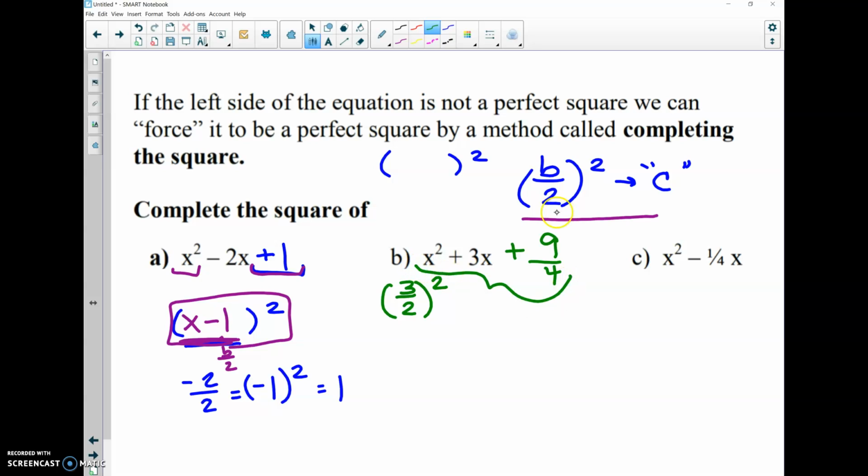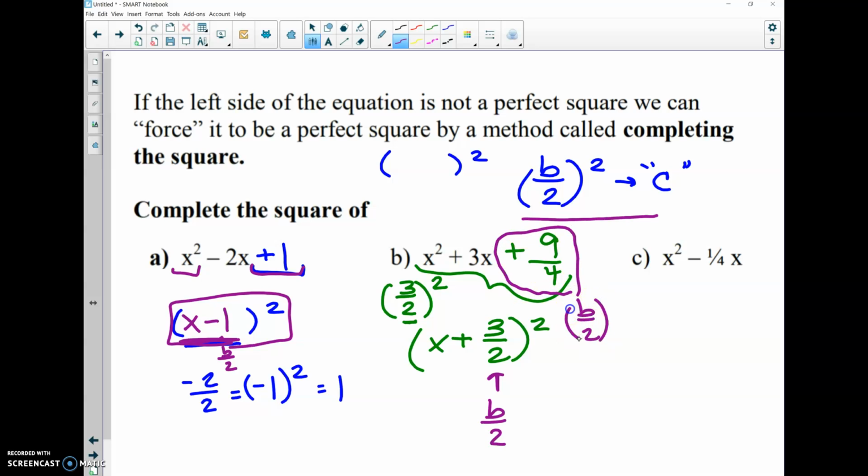The nice thing about putting b divided by 2 right here is this is what x is being added to. So x plus b divided by 2, so 3/2 squared. Make a big note here: this is always b divided by 2, and up here what you are adding is b divided by 2 squared. That will always save you some time. All right, go ahead and pause and try part C, which is a challenge problem.